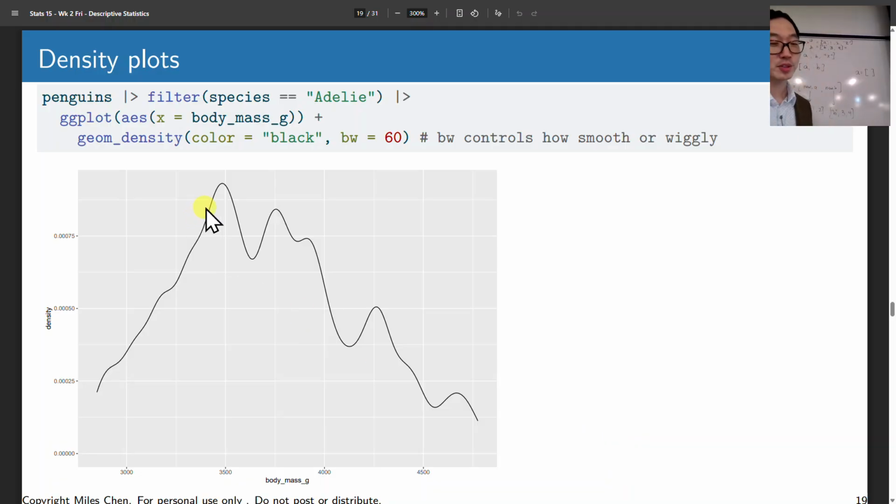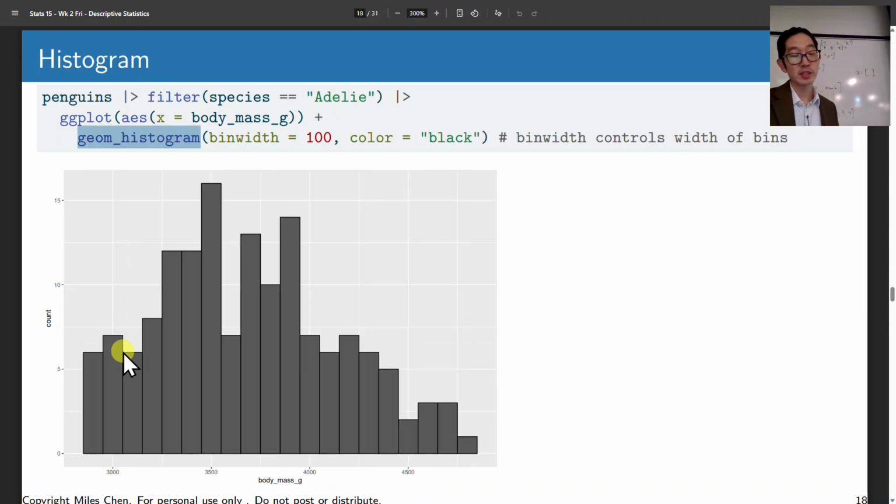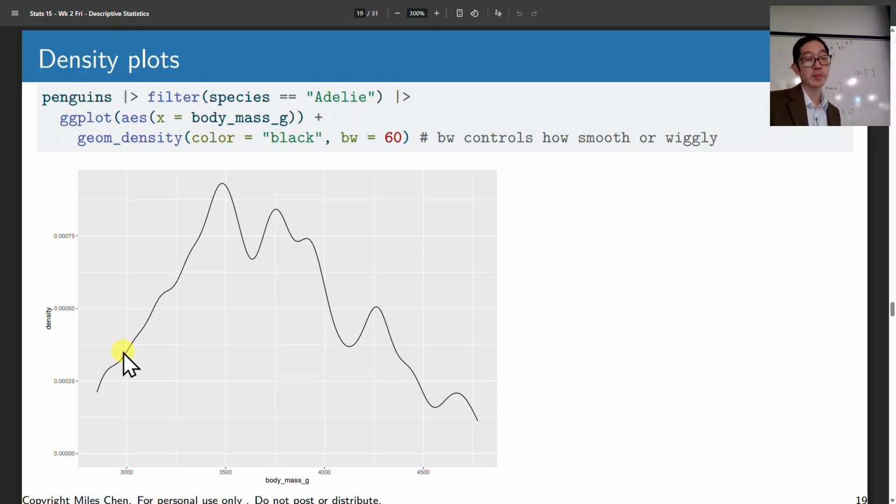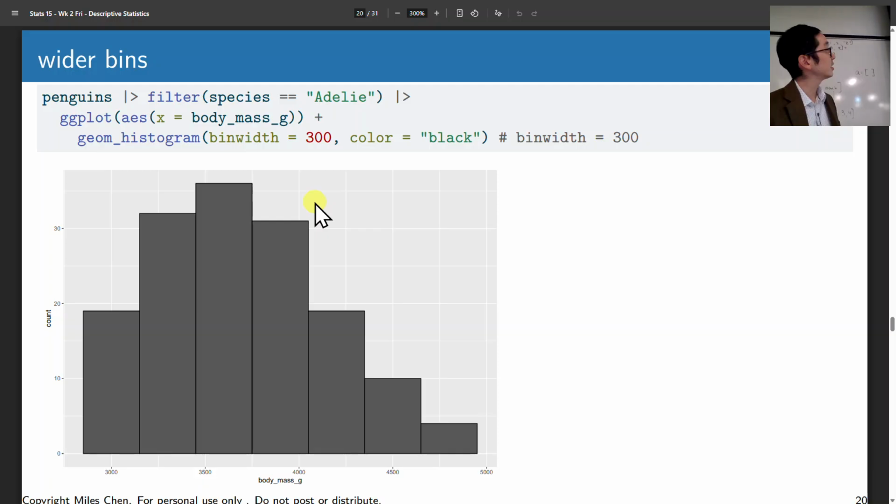This still gives you a sense that the most common weight of an Adelie penguin is around 3,500 grams. Penguins over 4,500 grams are pretty uncommon, and penguins under 3,000 grams are pretty uncommon, and that's what we see here. Now I'm going to take the same data and just change the bin width. So now the bin width is 300, and here's my first bar.